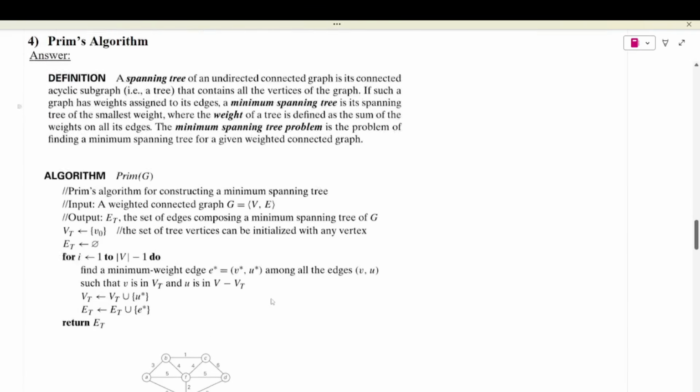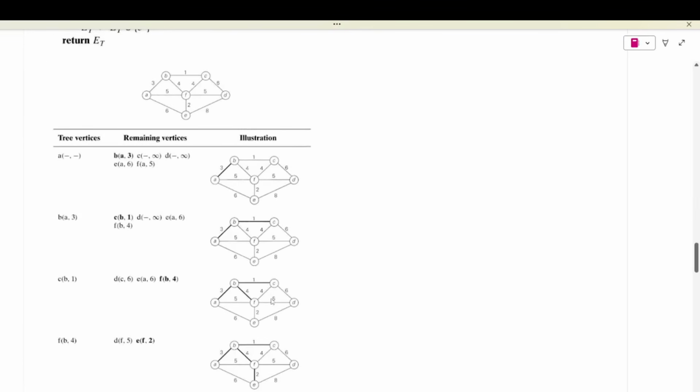Next, Prim's algorithm, which I have explained already, just I am explaining briefly. If you want detail, please do check my lab programs video. I have already uploaded up to 4. It is uploaded in the lab playlist.